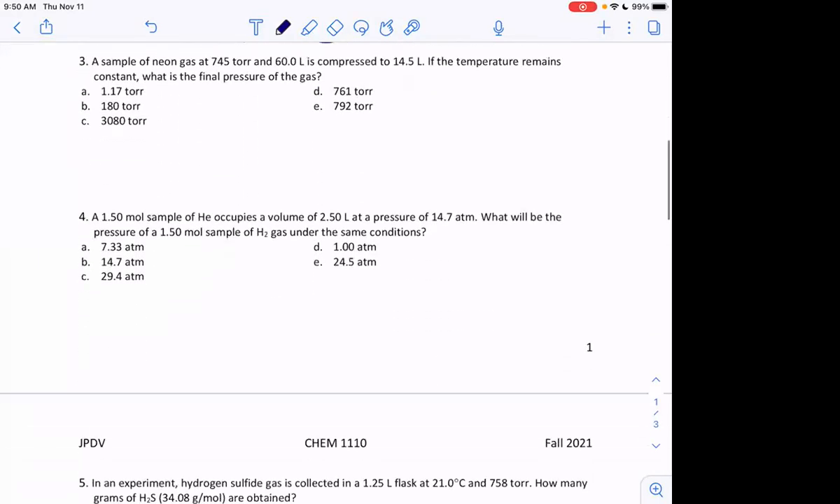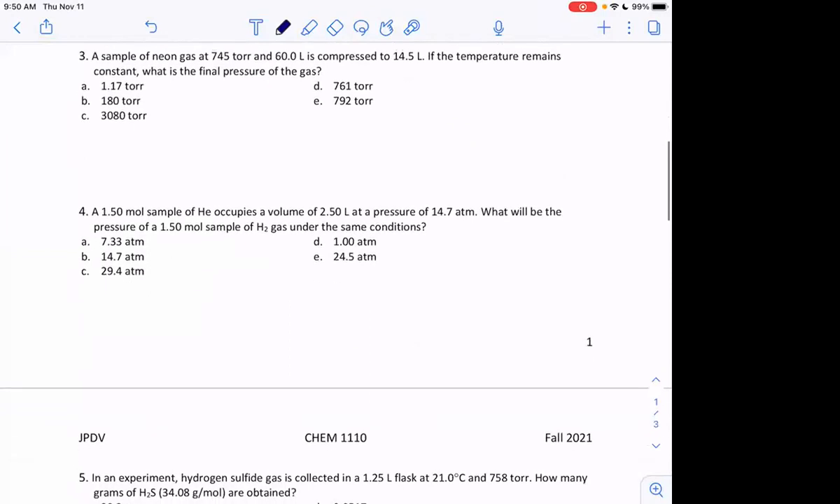All right. A sample of neon gas, 745 torr and 60 liters, is compressed. Everybody should have the calculators out because I don't have the answers to these. A sample of neon gas at 745 torr and 60 liters is compressed to 14.5 liters. If the temperature remains constant, what is the final pressure of the gas?